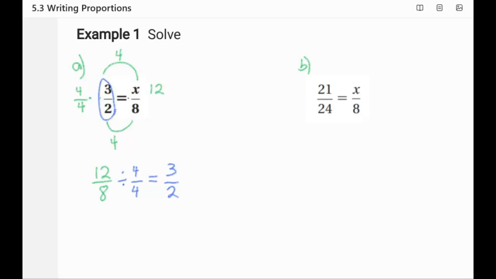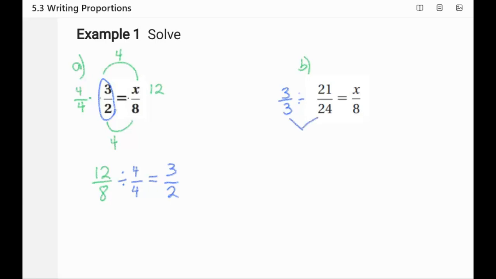Now let's look at B. If I have 21 over 24 is equal to x over 8, I could do the same thing and say 8 times something gives me 24, or I can try to simplify that first fraction and see if we can work with a smaller number. In the first fraction, I can see that the pattern is if I divide by 3 on both the numerator and the denominator, that will give us a smaller number to work with.